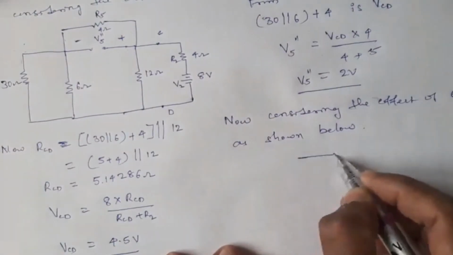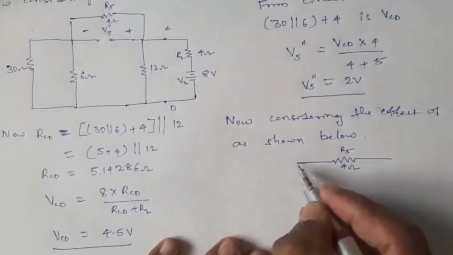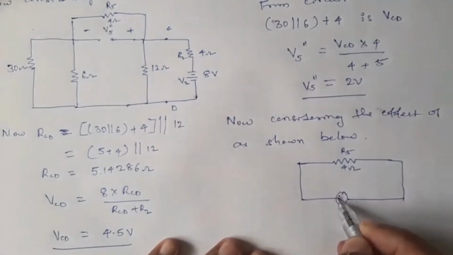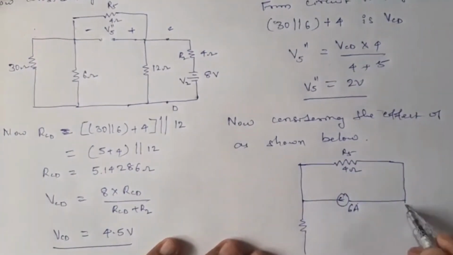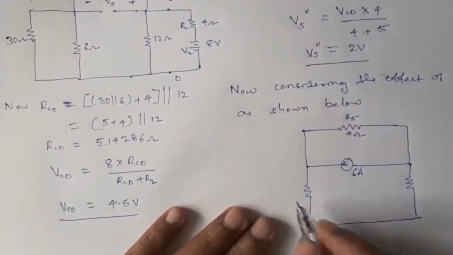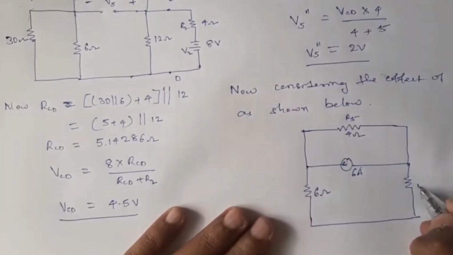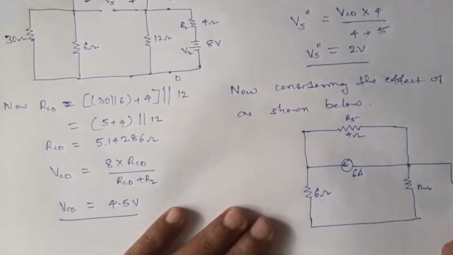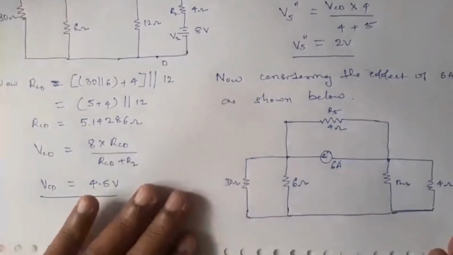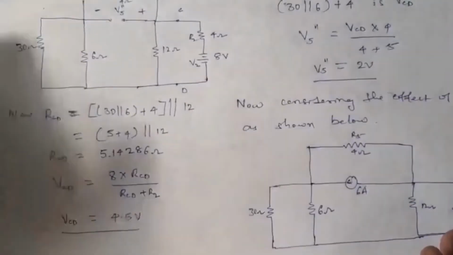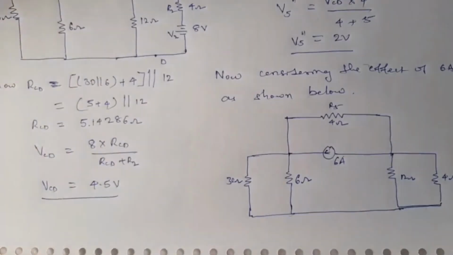Here there is R5, nothing but 4 ohm, and across this we have a current source whose value is 6 ampere, and here you have one resistor, here you have another, this is 6 ohm, this is 12 ohm. In parallel with the 12 ohm you have 4 ohm, and in parallel with 6 ohm you have 30 ohm. So this is the network that you will get. Now it is very simple to analyze this network, dear students. How can we analyze? Look at this.